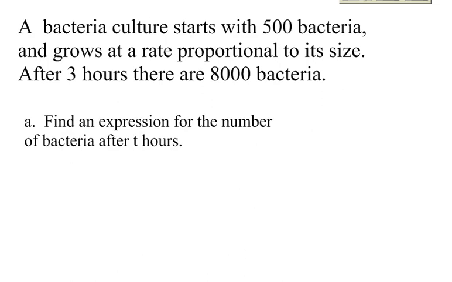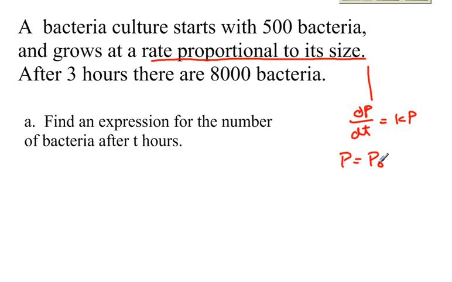All right, so let's start with this one. Our bacteria culture starts with 500. Bacteria grows at a rate proportional to its size. As soon as we hear it grows at a rate proportional to its size, we know that dP/dt equals kP. And if that's the case, that means that P equals P sub 0 e to the kt. P sub 0 is that initial population. So I'm going to say, okay, my population equals, it started with 500, e to the kt.